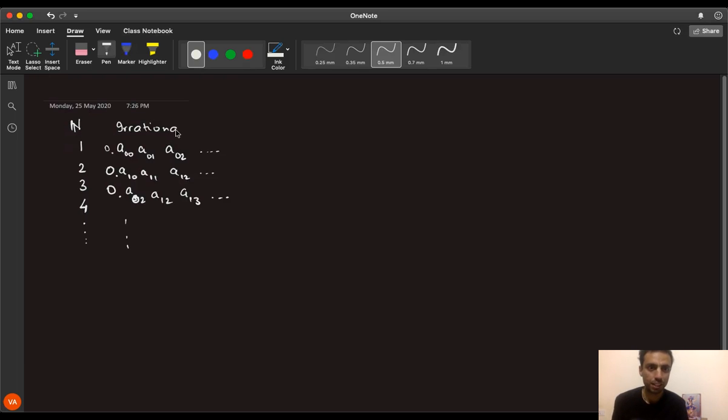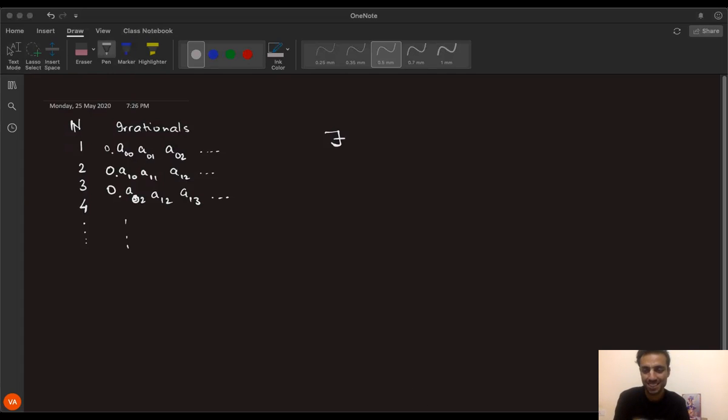Now, if you are intelligent, you can prove that there exists an irrational number which is not there in this set which we have enumerated. Can you see that? Can you construct an irrational number which is not there in this set for sure?